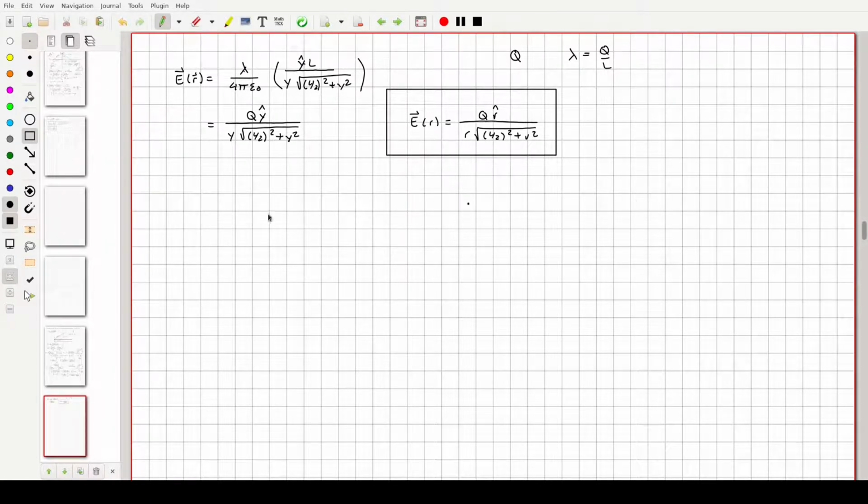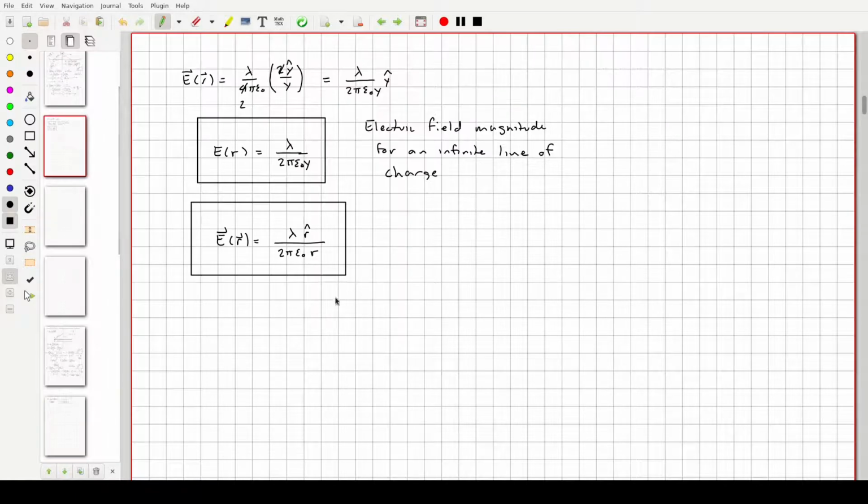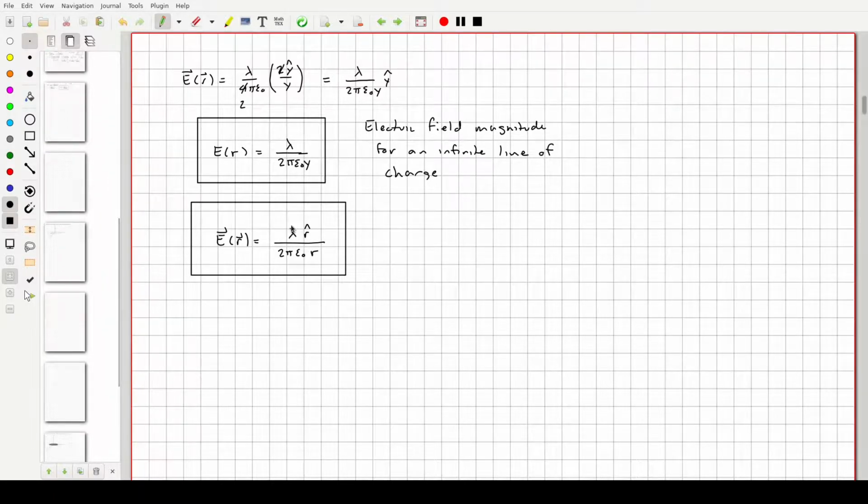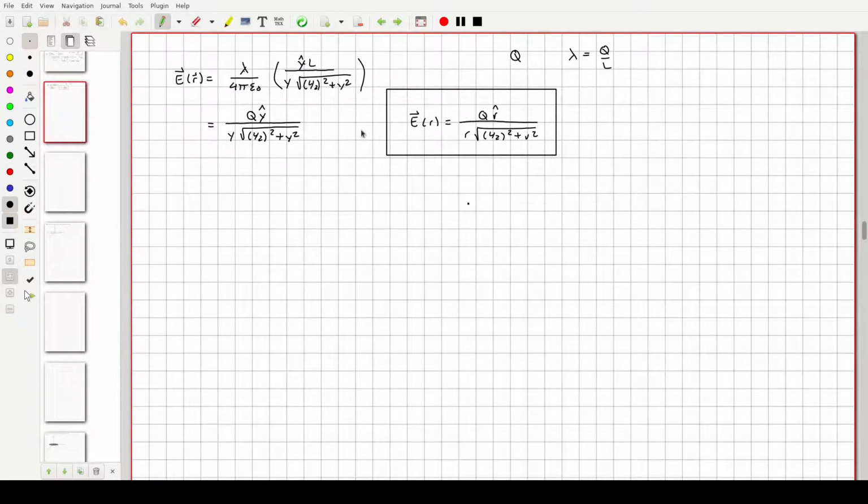So again, this is something that you might want to take and star in your notes. It is quite honestly nowhere near as useful as these. These are the most useful ones because lines of charge are sort of commonplace in electricity and magnetism. So you might again want to star this and remember it. But in this situation right here, this probably is going to be useful as well.